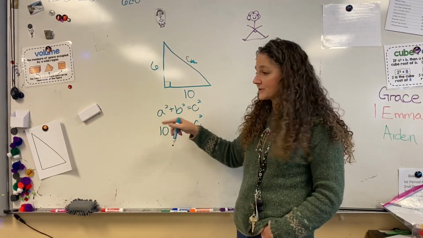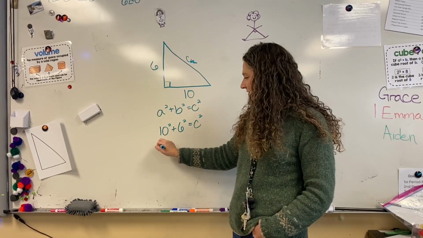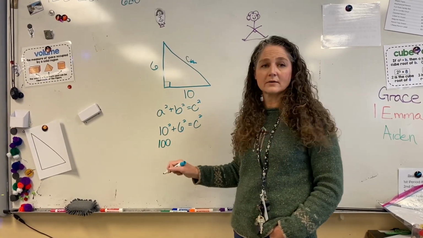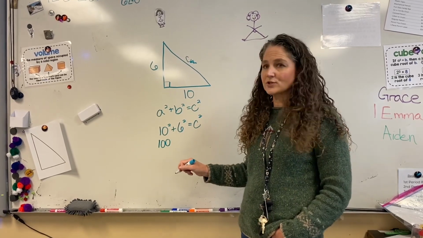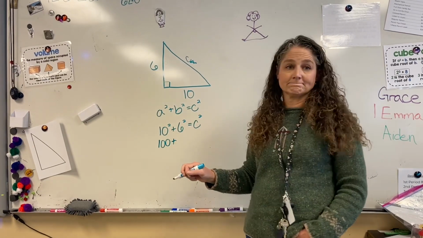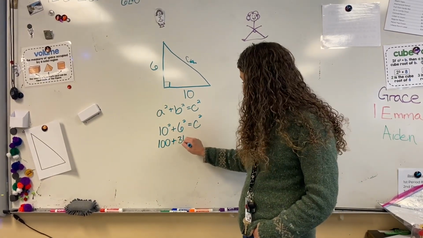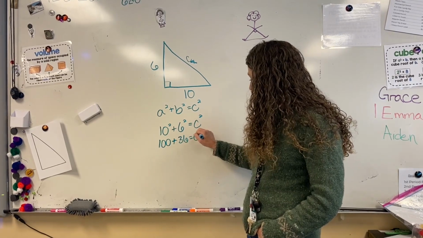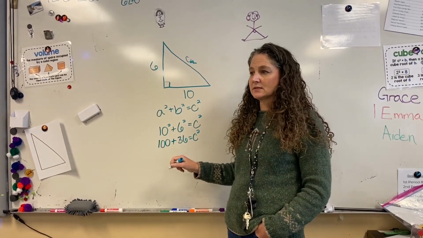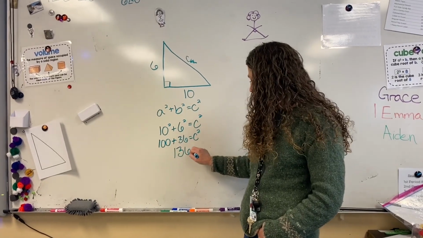Well, what's 10 squared? 100. What if you don't know that off the top of your head? Can you use a calculator? Yep. Always, always, always, always. In fact, you're not going to be able to do this today without a calculator. What's 6 squared? 36 equals C squared. So what's 100 plus 36? 136. I love that you grabbed your calculator and then realized you knew how to do it.